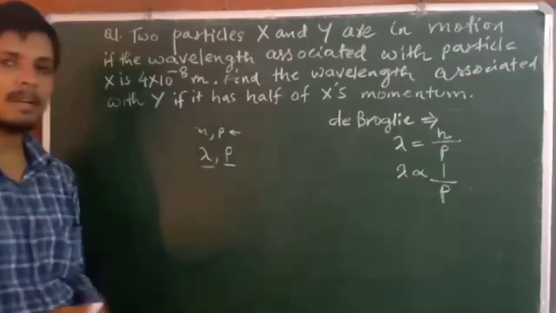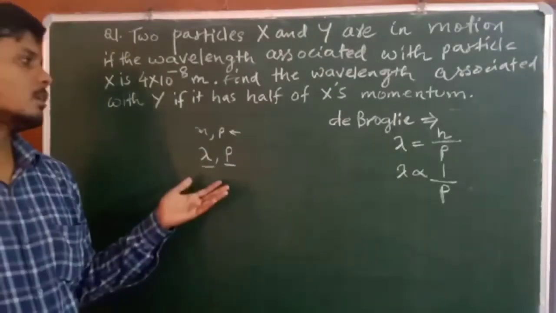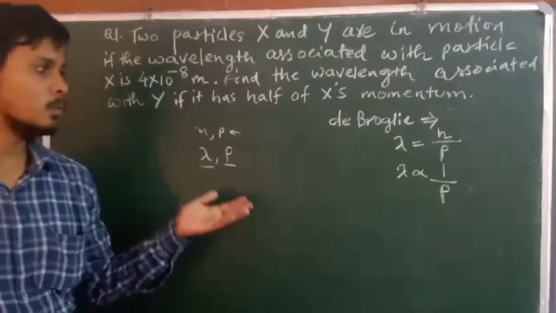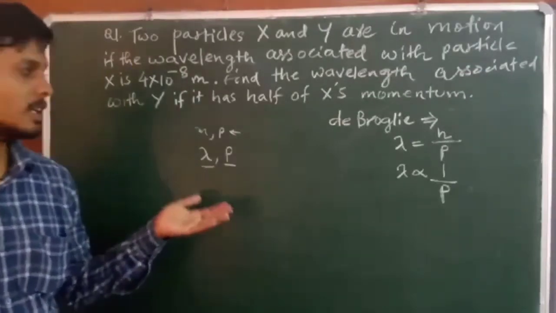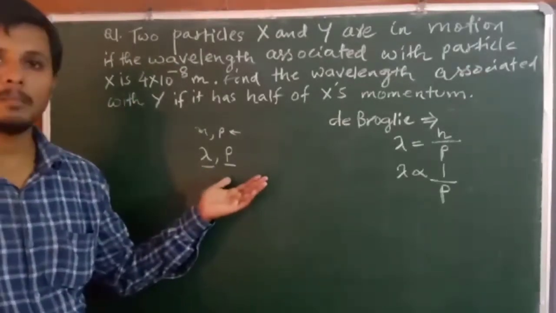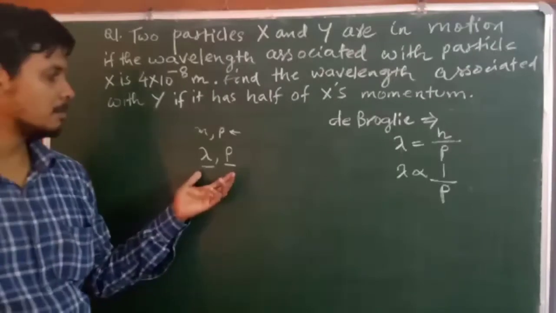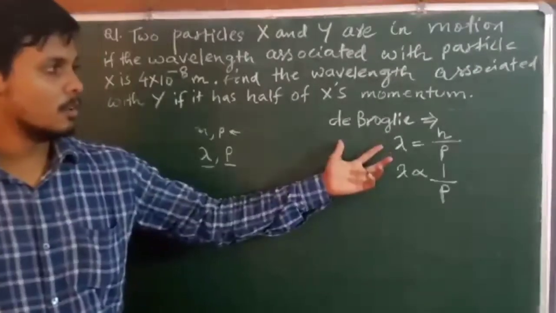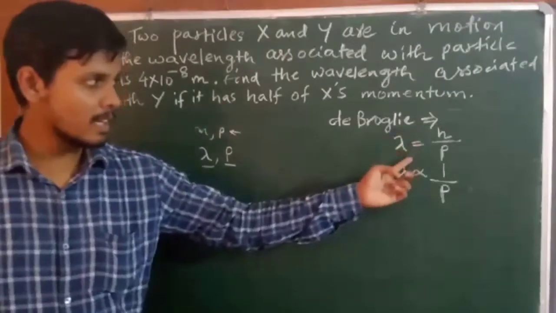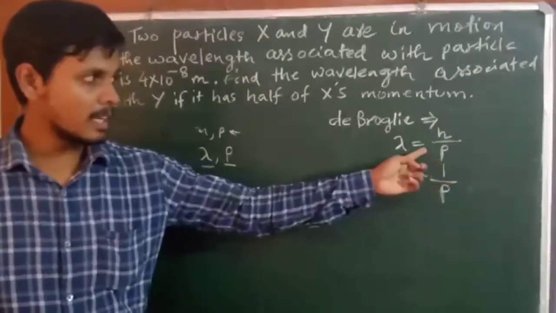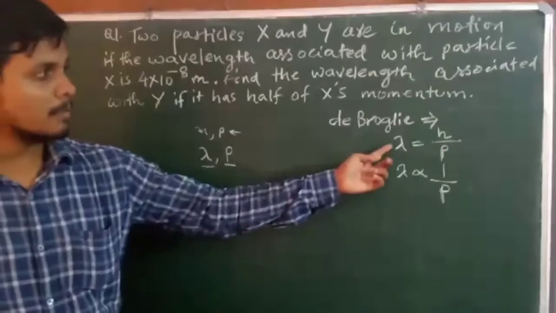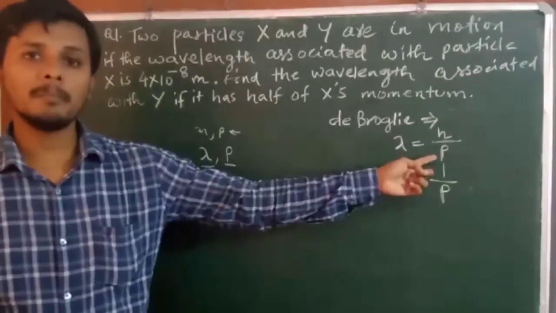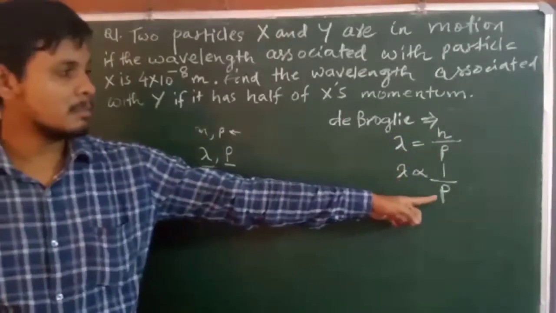So in quantum mechanical systems, dual character is considered. That means we have wavelength as well as momentum. The relationship between wavelength and momentum is called de Broglie's relation, which relates wave character, that is wavelength, with particle character, that is momentum. So λ = h/p, where p is the momentum. So λ is inversely proportional to p.